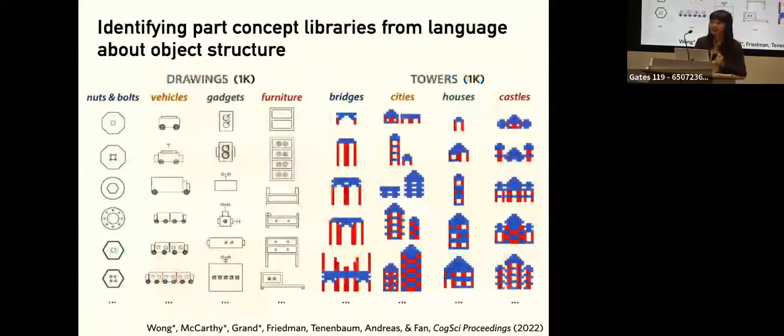So to test that idea, we procedurally generated 2,000 different objects. 1,000 of these looked like CAD drawings of objects from 4 different subclasses. The other 1,000 were these red and blue block towers, and these are just some examples. You get a sense of the kind of variation both within and between these different categories.